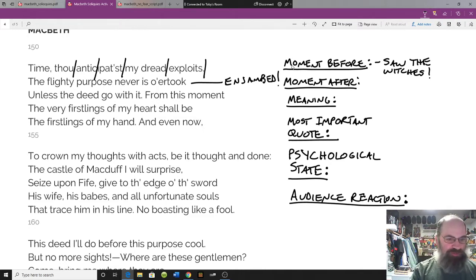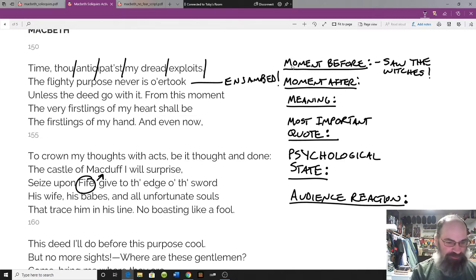From this moment, the very firstlings of my heart shall be the firstlings of my hand. I'm not going to hesitate anymore. And even now, to crown my thoughts with acts, be it thought and done. The castle of Macduff I will surprise, seize upon Fife. Now Fife, that's where Macduff lives. He lives in Fife. That's like on the way to Tacoma. He's gonna stop in Fife and kill Macduff.